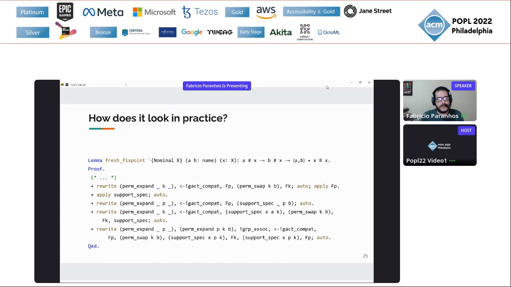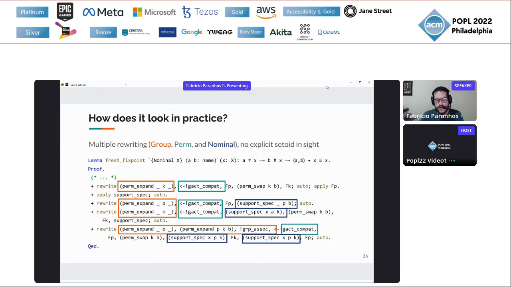As I said, we try to use setoids and setoid rewriting in our development, such that setoids don't become such a burden for us. As you can see, most of our proofs are basically a chain of rewritings. In this example here, we have multiple rewritings involving multiple setoids, group, permutation type, and nominal setoids, where there's no explicit setoid inside. So our proofs become much shorter. It's really easy to do, and in most cases, it's quite similar to the informal proofs from pen and paper.